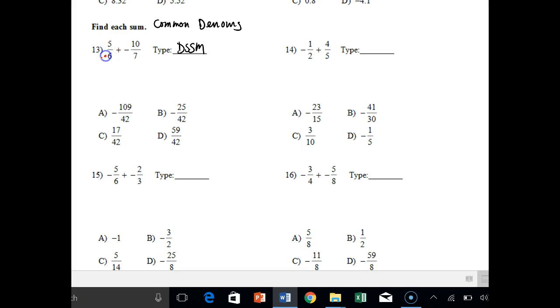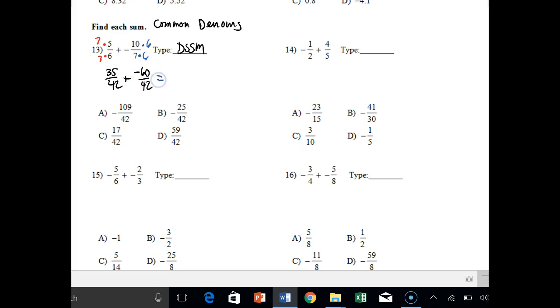So we still have to find common denominators. I'll say times 7 times 7. And we still have to find common denominators over here, times 6 times 6. And this is now 35 over 42 plus -60 over 42. All right. So now basically what this becomes is 35 plus negative 60, right? Since we have common denominators.